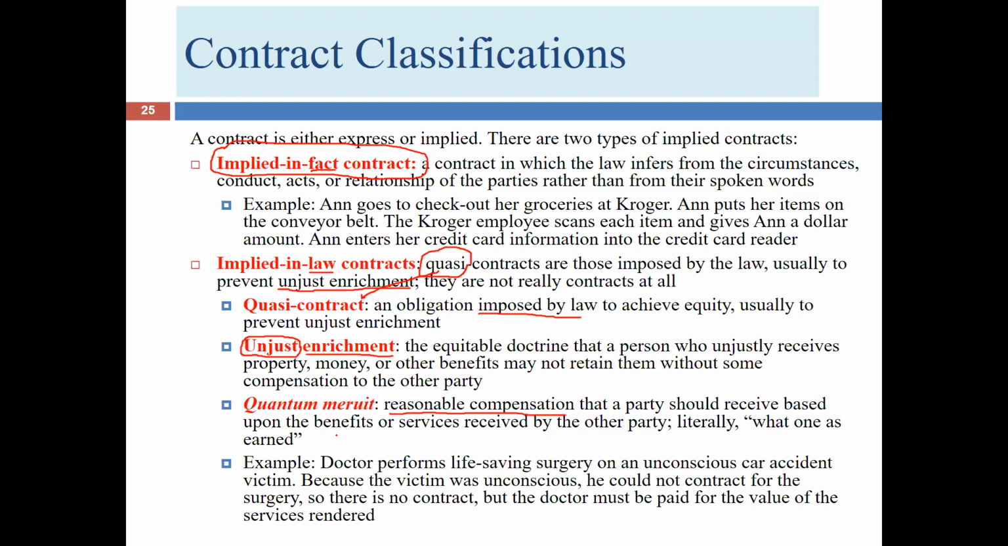Otherwise, emergency room doctors aren't going to be willing to perform surgery on the next unconscious patient. And that poor unconscious patient is going to die because he was not able to consent to the surgery. And we want people to survive those types of accidents when they can. And so it's socially useful for us to require people to pay for that life-saving surgery." That's another example of quantum meruit or implied in law contracts.